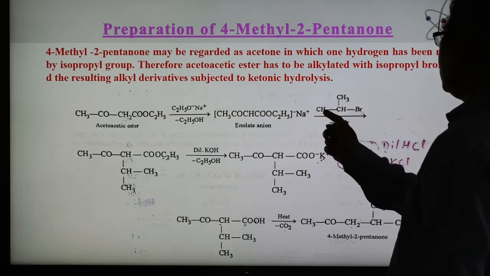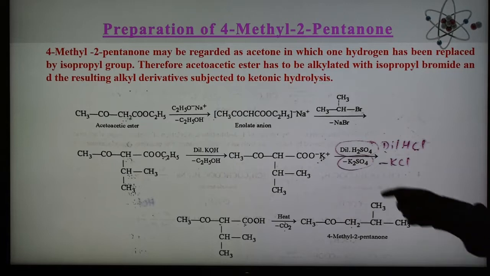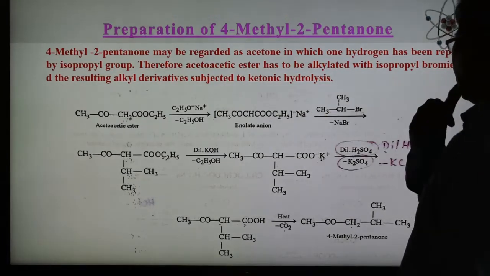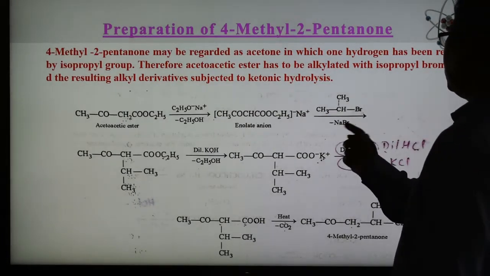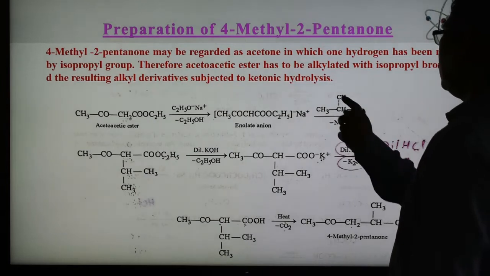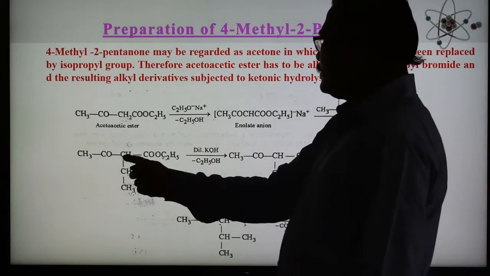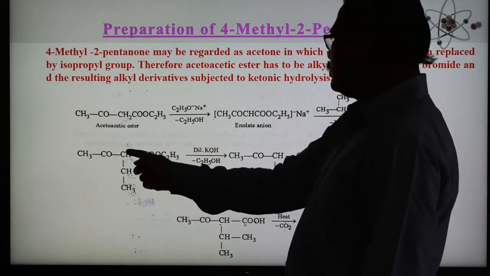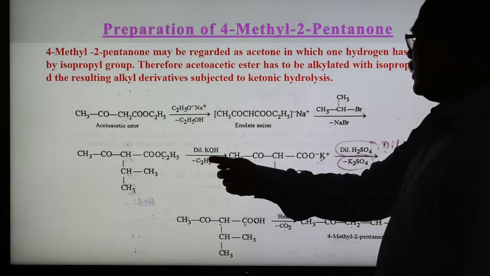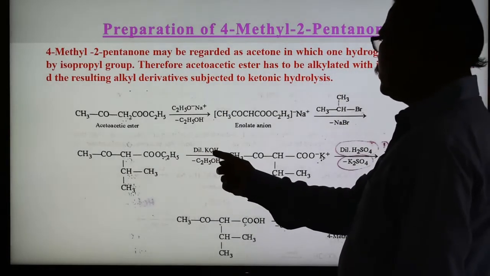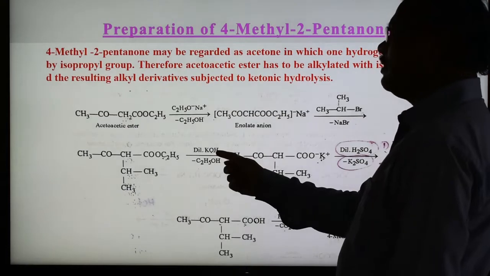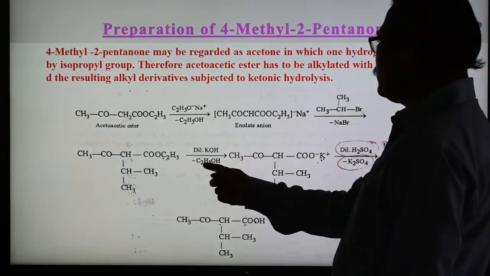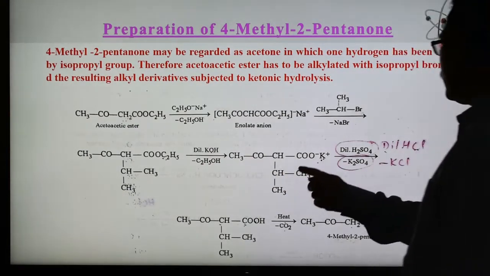After that, isopropyl bromide reacts with this enolate anion in the alkylation step. So NaBr is removed, and the isopropyl group is now attached to this reactive methylene compound. After that we undergo the third step, hydrolysis with KOH. There is a loss of C2H5OH, and we get this type of compound.